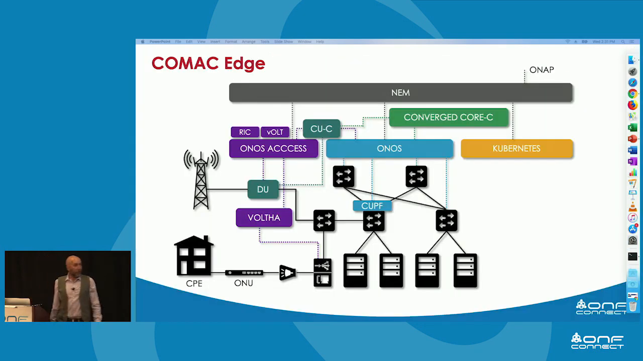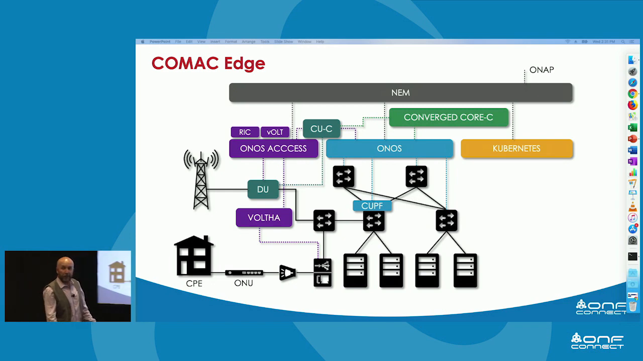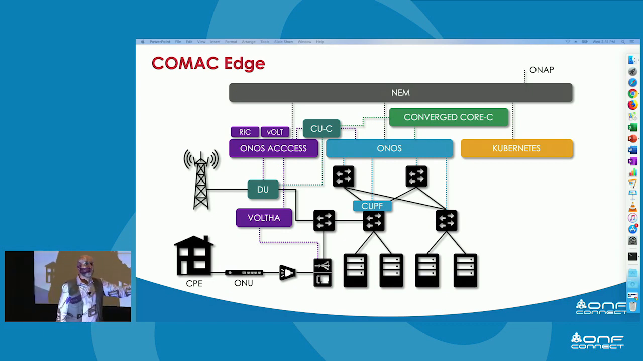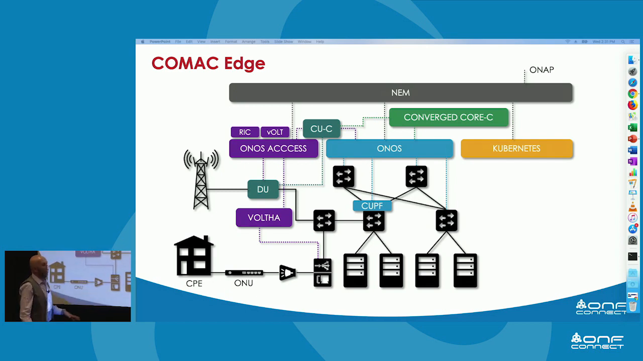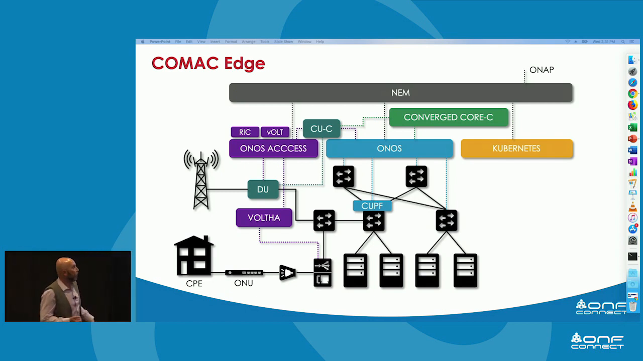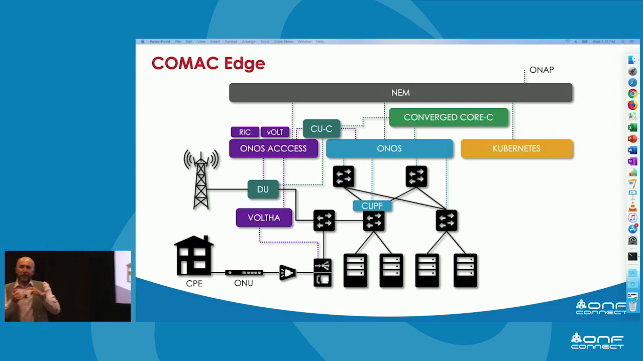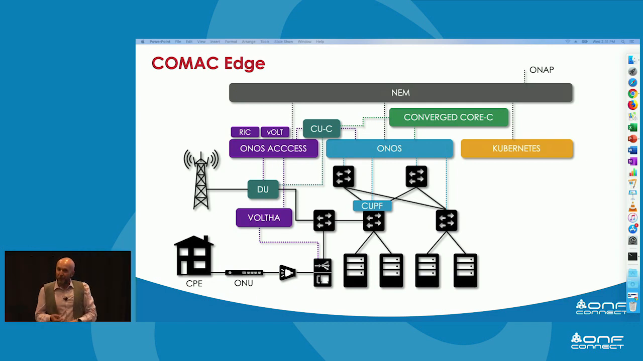So the ultimate platform would look something like this. I would have a white box leaf-spine fabric at the edge, a number of commodity servers, and on that I would have a cloud management platform on which I realize my converged core control plane. And then the user plane is realized as P4 running on the fabric. And then the SDN control deals with access control, it deals with the user plane control, and it also deals with the fabric control.